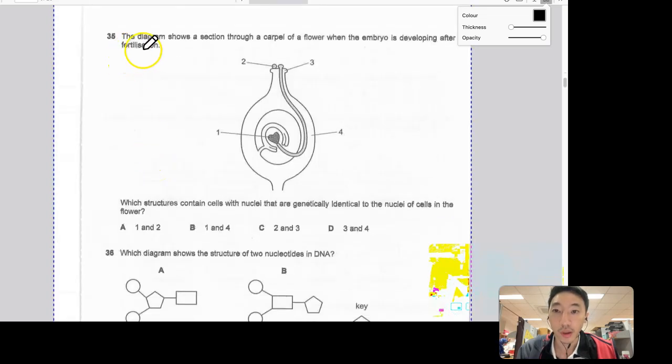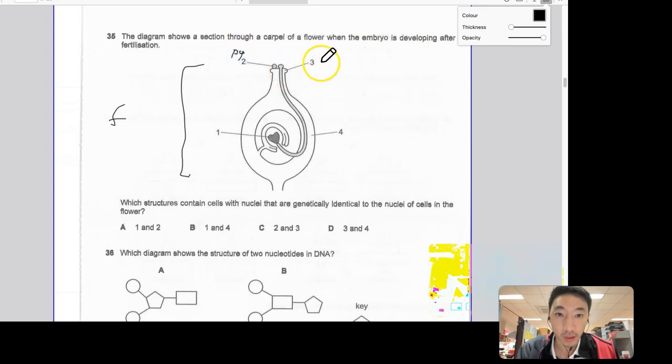Question 35. The diagram shows a section through the carpel of a flower. Remember the word carpel refers to the female parts, and then when the embryo is developing after fertilization. So this is your pollen grain, PG. Then this is your stigma. This one will be the style. Then this area, the ovary. And then this hole, your micropyle. And then this is the ovule.